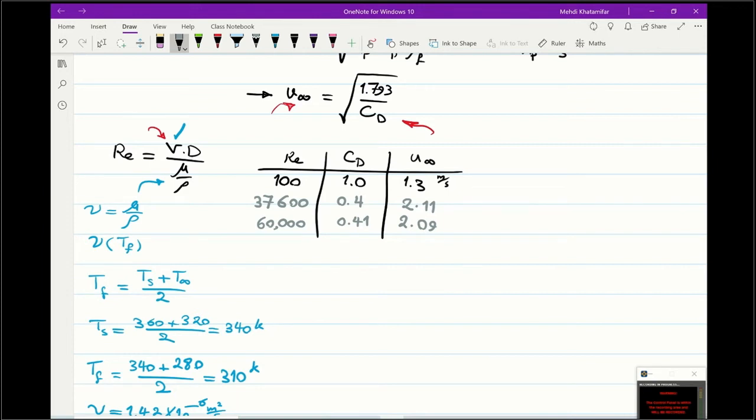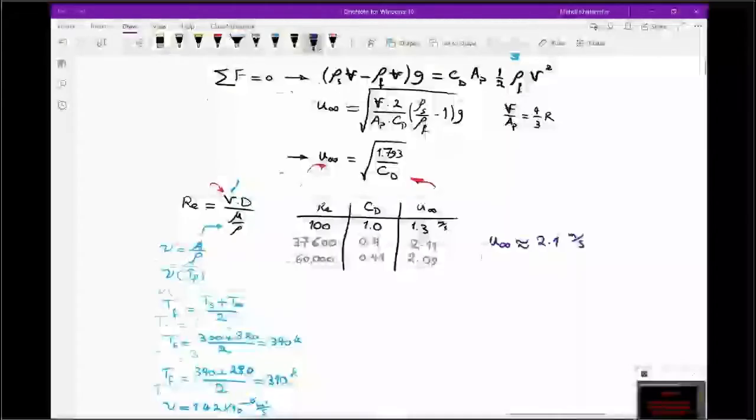And if you do the calculation for U infinity, it's going to be 2.09. Okay, now you can see when we change the Reynolds number, the U gradually reaches the number we want, and it doesn't change that much. So CD is going to be around 0.4, and actually we are looking for U infinity, so I'm going to consider U infinity almost 2.1 meters per second. It's a good approximation. Okay, by iteration I found this terminal velocity which we were looking for. Okay, great. So we found the first part.